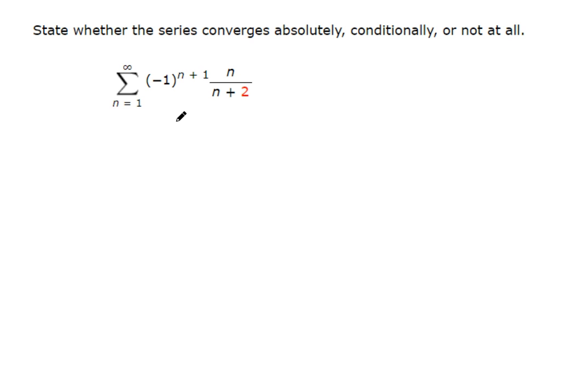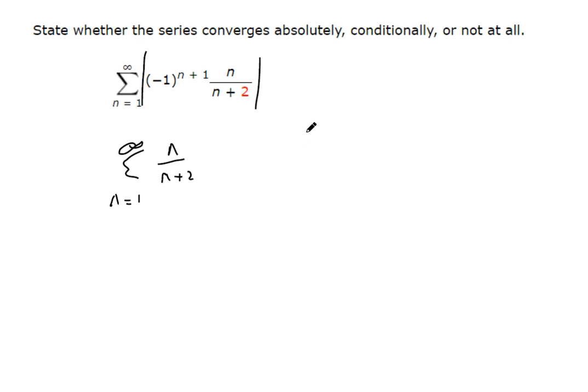A series is absolutely convergent if the absolute value of the series is convergent. So what the absolute value does for us is it basically neutralizes this (-1)^(n+1) term, because now there are no more signs. Now it's just straight addition. And if you look at the sum from n equals 1 to infinity of n over n plus 2, this is actually something similar in the textbook that we see right at the beginning of the divergence test.